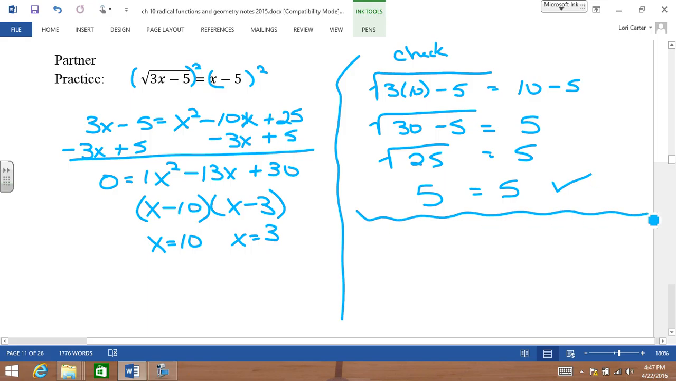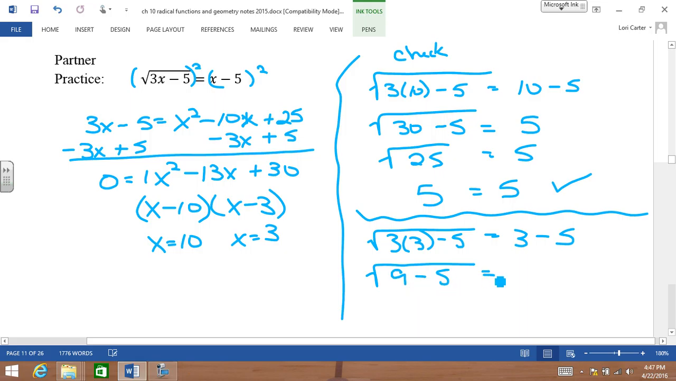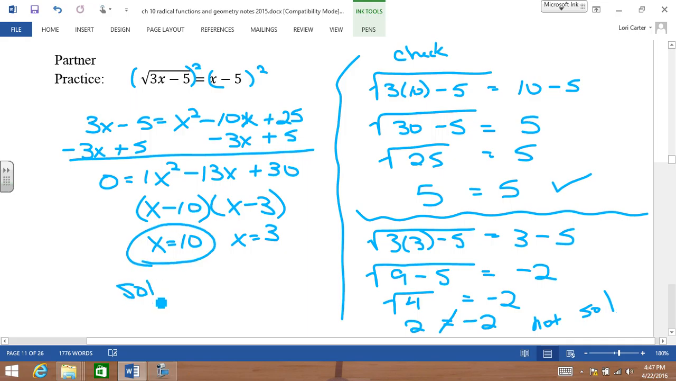So now we have to try the other one. So let's plug in our 3. So we do the square root of 3 times 3 minus 5 equals 3 minus 5. So that's the square root of 9 minus 5, which equals negative 2. Square root of 4 equals negative 2. So we have 2 equals negative 2. That does not check, so this is not a solution. So our answer is the solution is 10. It has one answer.